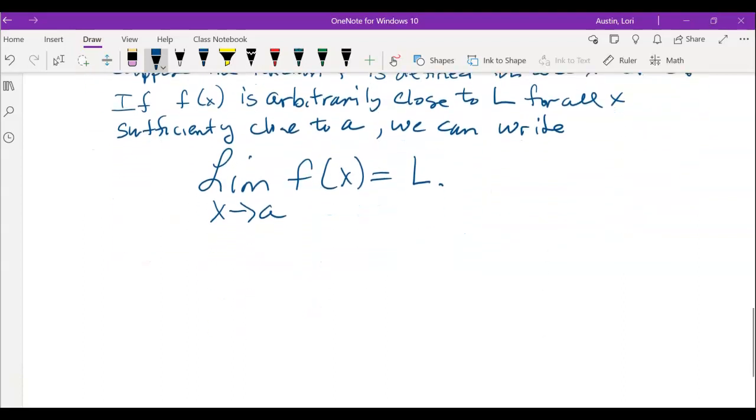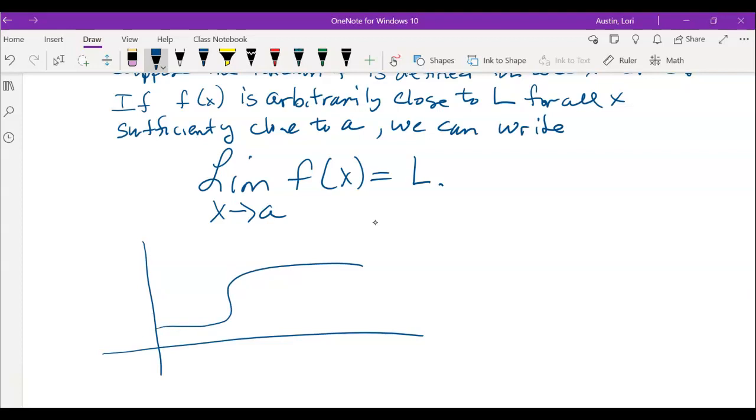So one of the things you do want to be careful of, I'll give you a little example here. Suppose we have a funky function with a hole there and a hole there.